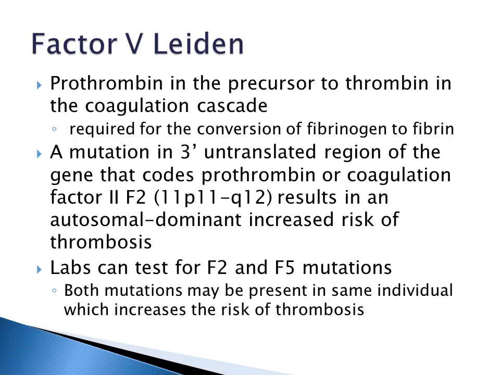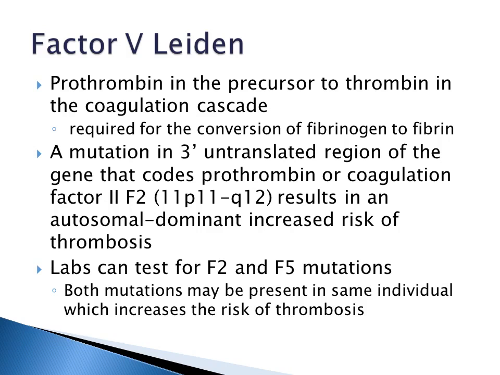Prothrombin is the precursor to thrombin in the coagulation cascade and is required for the conversion of fibrinogen to fibrin. A mutation in the 3' untranslated region of the gene that codes prothrombin, or coagulation factor 2, located on chromosome 11 results in an autosomal dominant increased risk of thrombosis. Laboratory tests can be used to detect the F2 and F5 mutations. Both of these mutations may be present in the same individual, and if an individual has both mutations, it increases the risk for thrombosis.